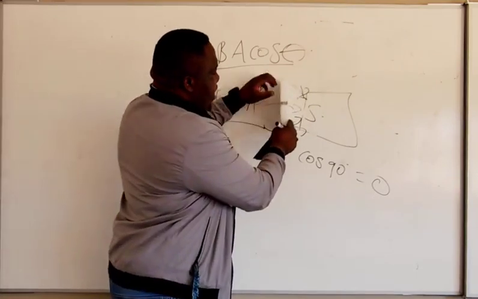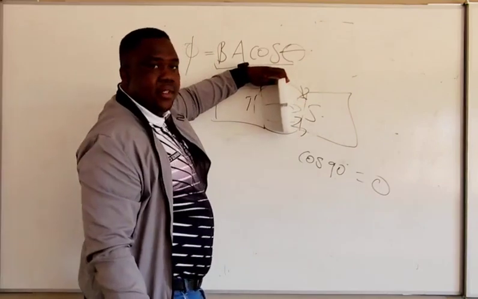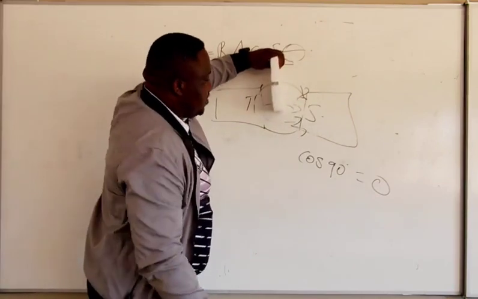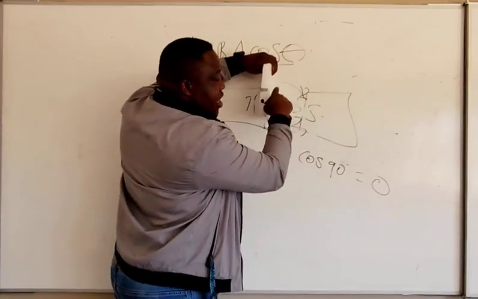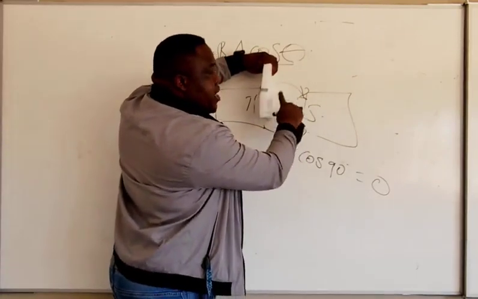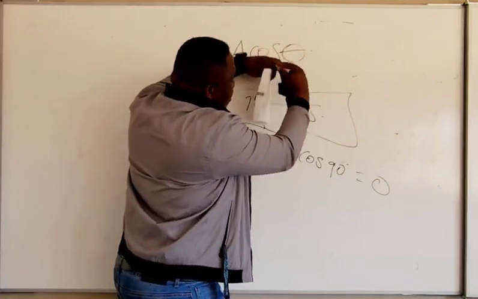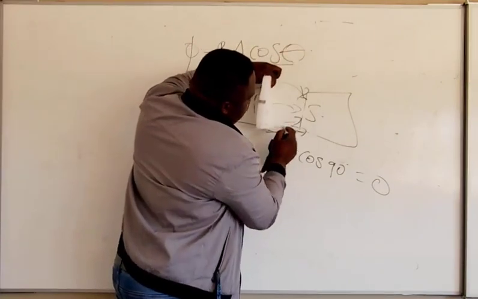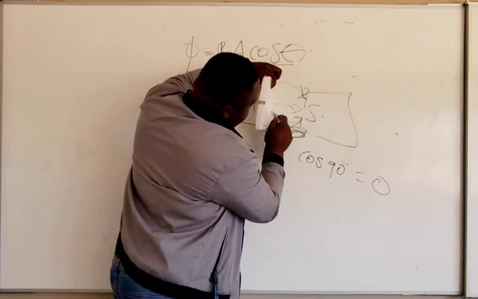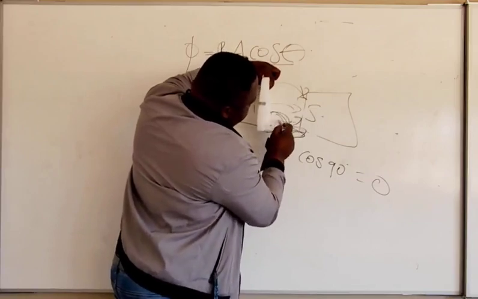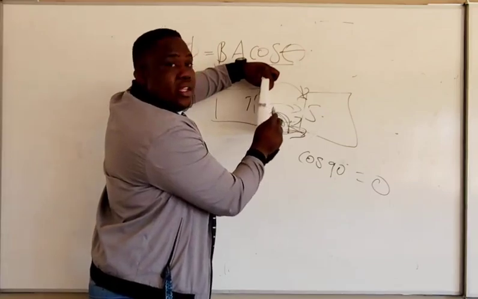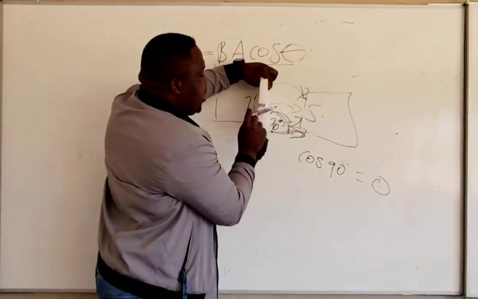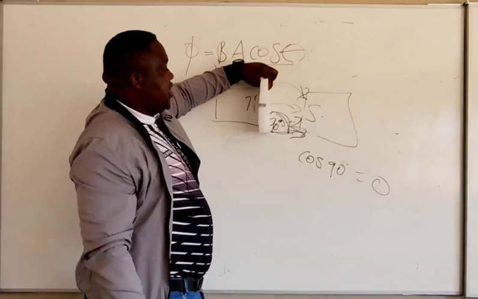Then the coil turns and it becomes perpendicular to the magnetic field. You can see that the coil and the magnetic field lines are perpendicular. This is the magnetic field. If you check the angle here, it's 90 degrees. What is happening between the normal line and the magnetic field? Can you see? They are parallel to each other.